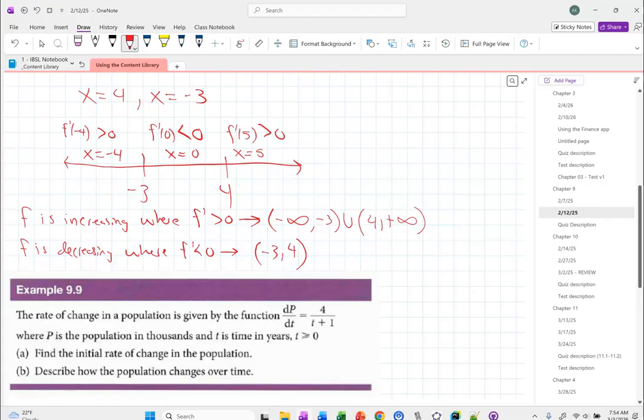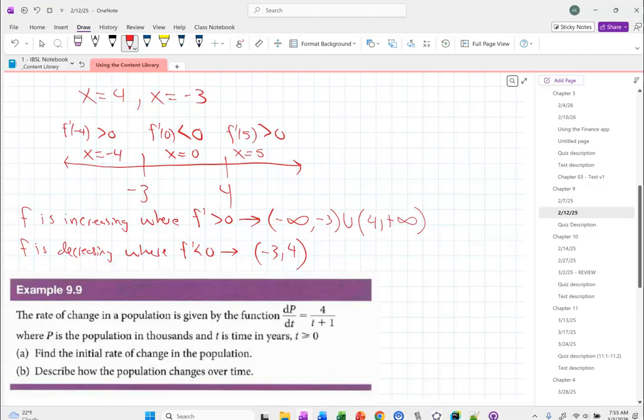Does everybody feel good with how I wrote the intervals and constructed the sign diagram? Very easy to do, right? Once you know what to do, there's nothing complicated. I did not need a calculator for any part of that. It was all mental, arithmetic-level stuff, and it gave us exactly where the function is increasing and decreasing.